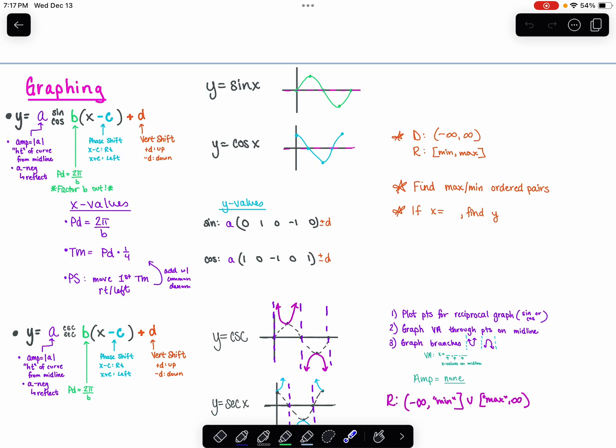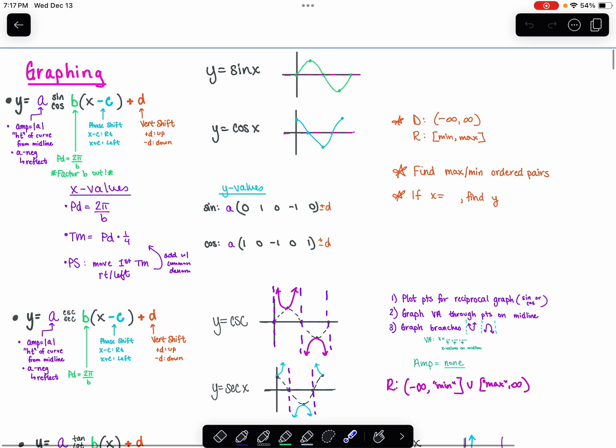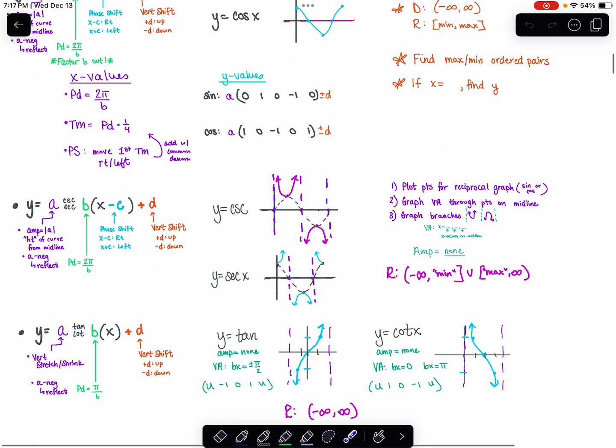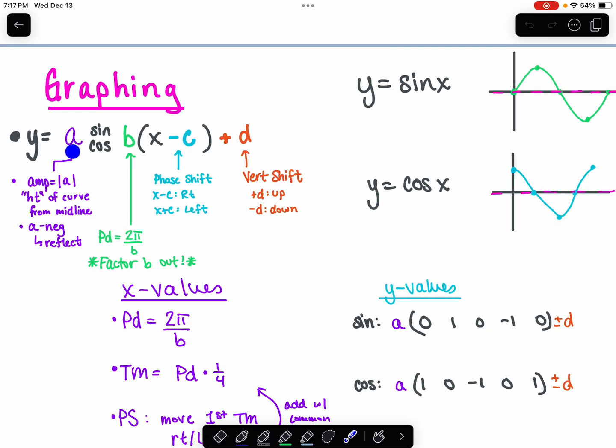So we are graphing. There's three types of graphs that you need to be familiar with: our basic sine and cosine graph, our secant cosecant graph, and then our tangent cotangent graph. So remember the standard form. It has our A, B, C, and D, those four variables.